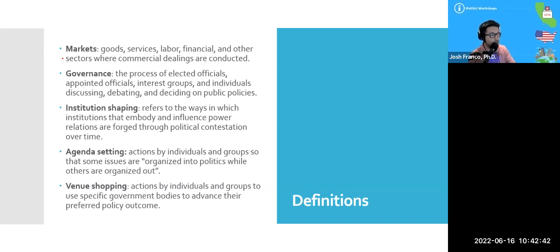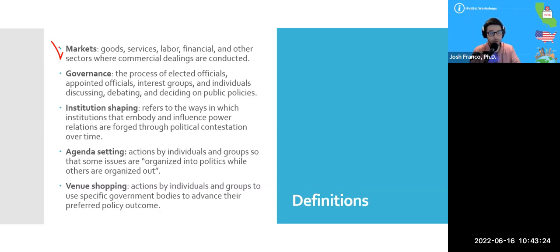A simple definition of markets: markets for goods, services, labor, financial, and other sectors where commercial dealings are conducted. When we think of a market, we think of going to Albertsons or Vons or Ralphs or some other supermarket. But when we think of markets in political science, we think of these sectors or spaces where there's transactions happening. So for example, a labor market is where I, as a political scientist looking for a job, am a member of the political scientist labor market, and I'm supplying my labor, and there are places that are demanding my labor, like colleges and universities around the country.